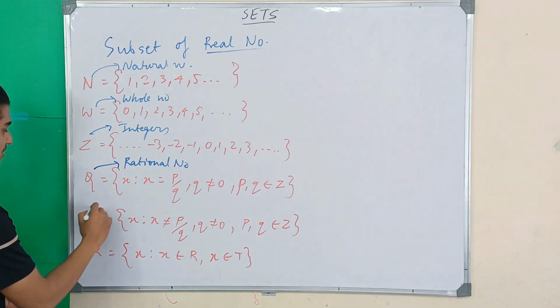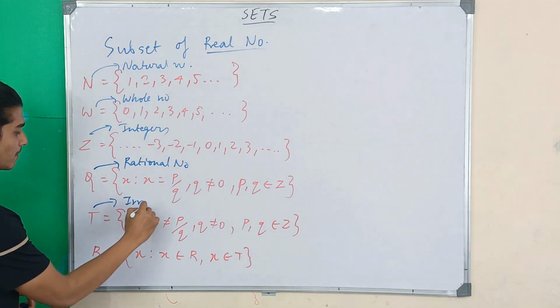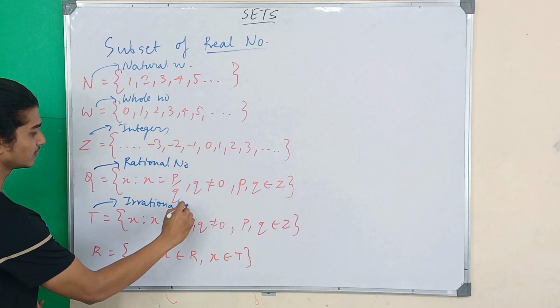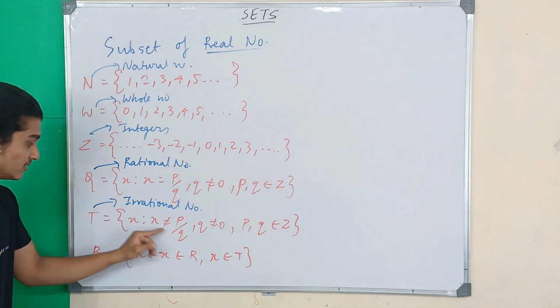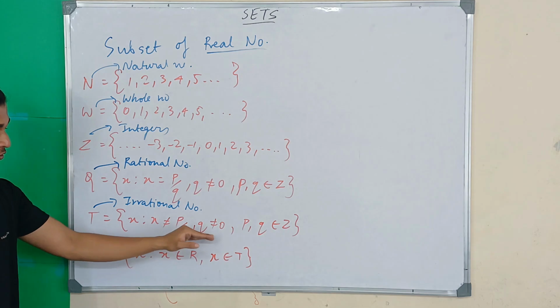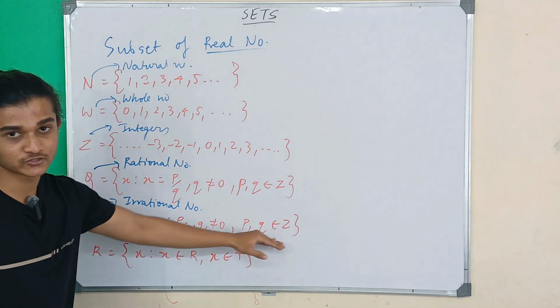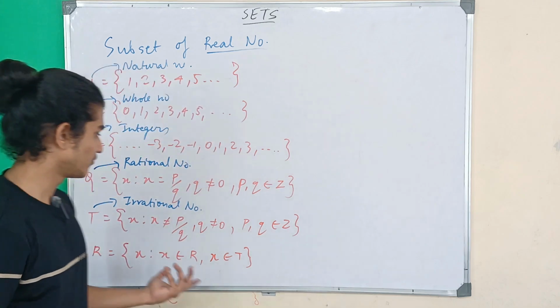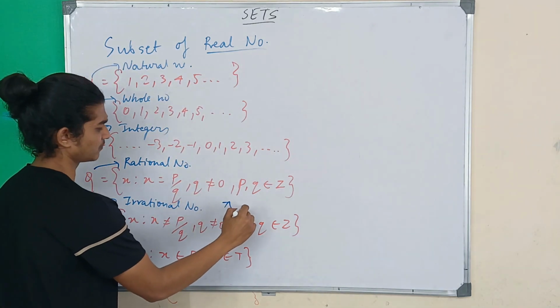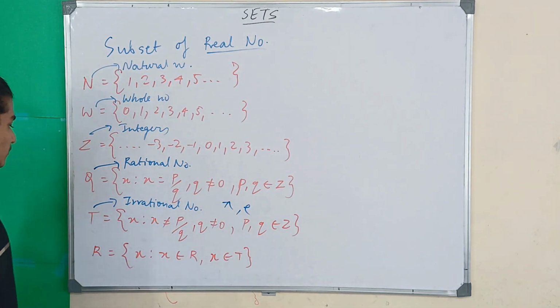So then we have irrational numbers. Irrational numbers are the ones which couldn't be expressed in the form of p by q. So x is not equal to p by q, where q is not equal to 0 and p and q are integers. So basically all the numbers which you could not express in the form of fractions. For example, pi, e value and all that.